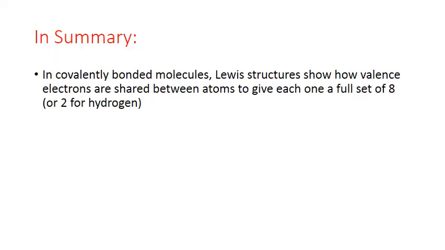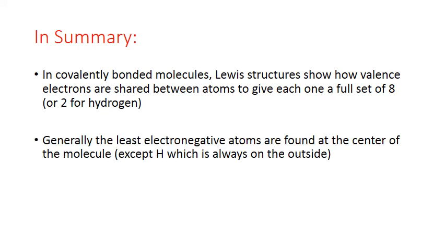So in summary, in covalently bonded molecules, Lewis structures show how valence electrons are shared between atoms to give each one a full set of 8, or 2 for hydrogen. And generally, the least electronegative atoms are found at the center of the molecule. More electronegative atoms are found on the outside of the molecule. The one exception is hydrogen, which is always on the outside.